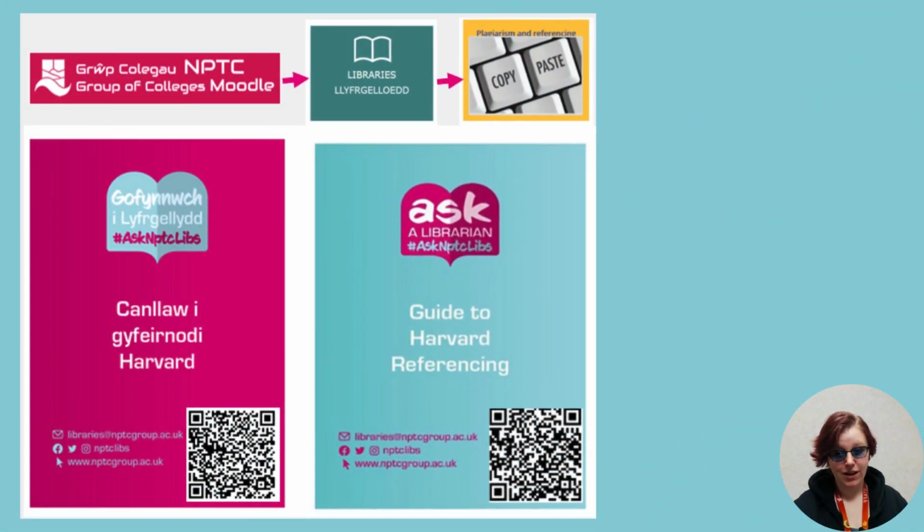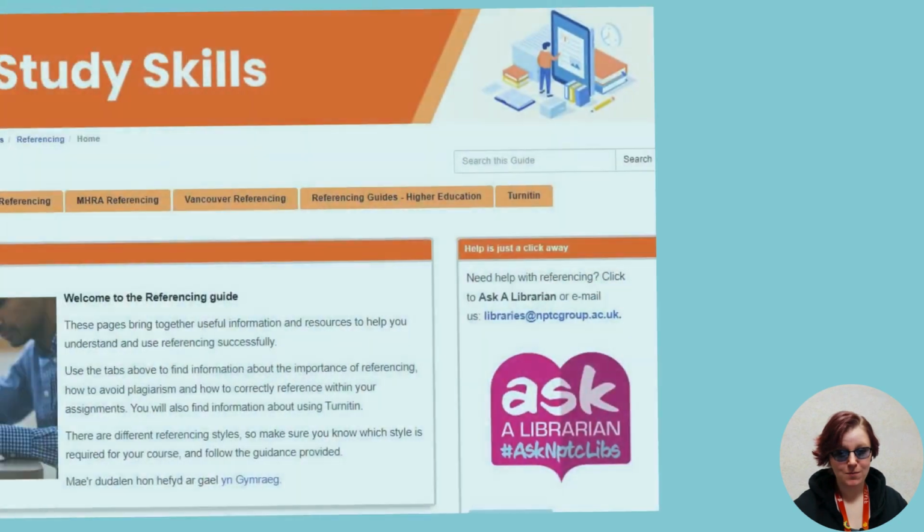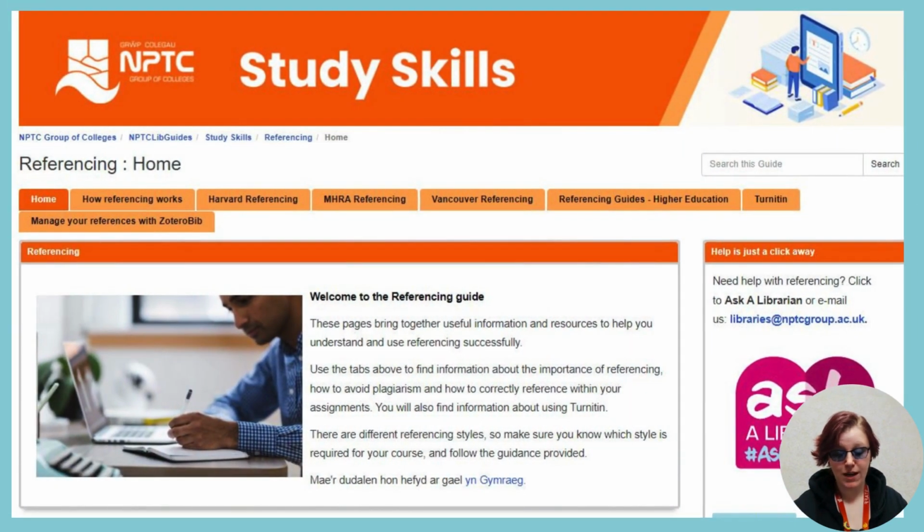Don't forget to check out our Moodle page for more help with plagiarism and referencing, including our MPTC referencing handbook. We also have a referencing LibGuide which contains links to the specific university referencing guides and help with other forms of referencing.